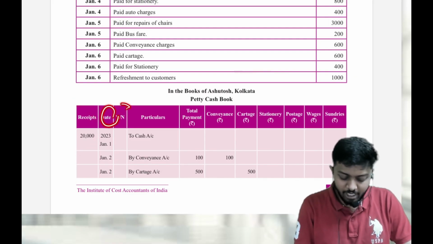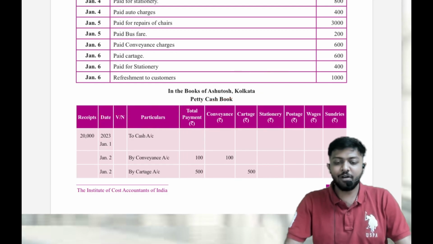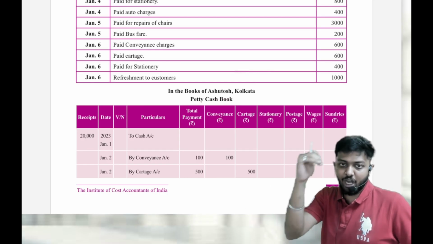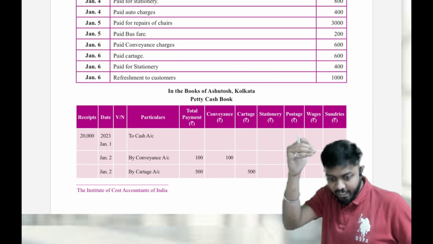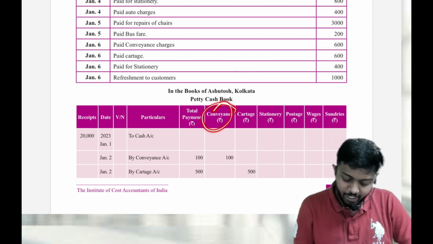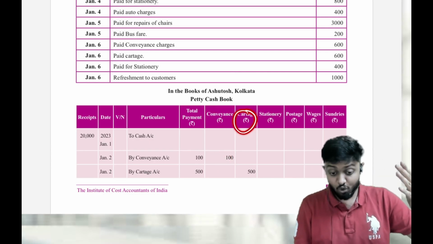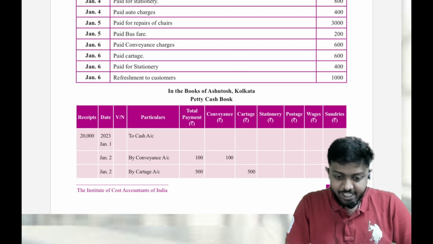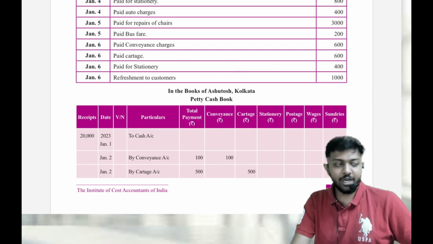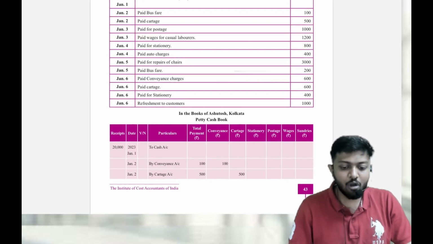Then date column, voucher number, particulars. Then we have separate columns for all kinds of petty expenses. You have to put a particular petty expense under a relevant column. If it is conveyance, then you put it under conveyance. Conveyance is employee traveling, people traveling. Cartage is goods traveling, goods transportation. Stationery, postage for posts, wages and sundries. So relevant columns you have to use for relevant expenses. So that's basically the format of petty cash book.